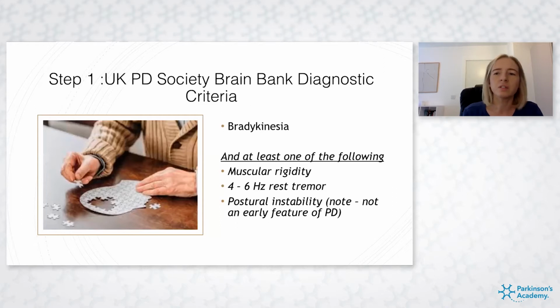With all the changes that we've all been experiencing over the last couple of years, be really sure to know that one thing that hasn't changed is the diagnostic criteria for idiopathic PD. You must have the presence of bradykinesia, or slowness of movement, and then at least one of the following: muscular rigidity, the presence of a rest tremor, which is typically 5 cycles per second, or postural instability.